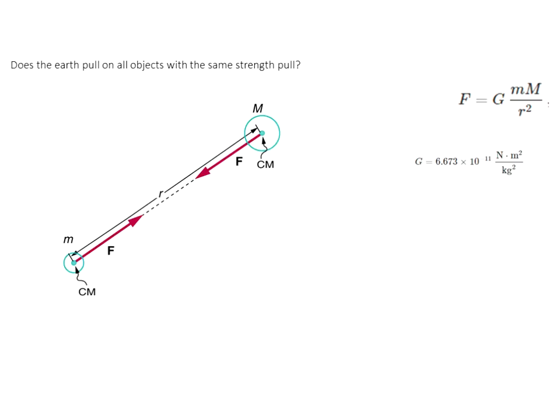So let's look at this force a little bit more. Does the Earth pull on all objects with the same strength pull? So if the Earth is pulling on two objects, and let's say we've got, I just took this from the book here, and I'm going to use a different color. We'll have a green object.